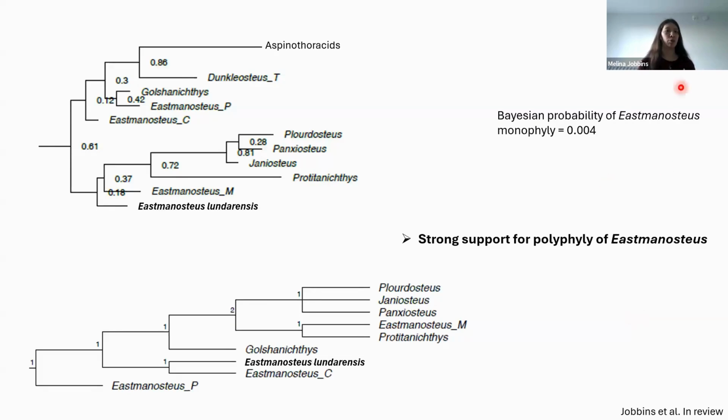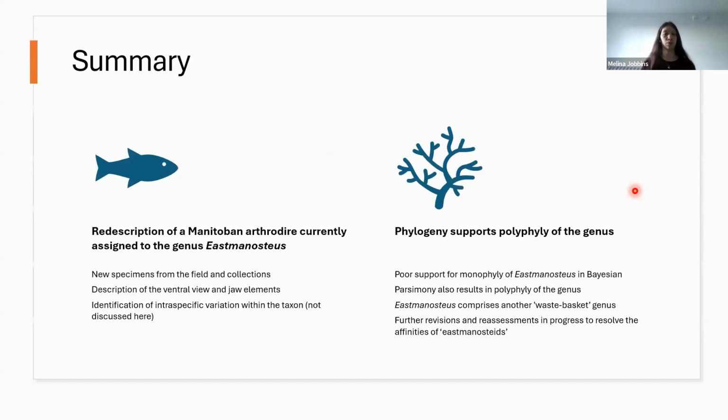And we also did some probability testing within the Bayesian, which you can do with my co-author, and well, the support again for monophyly is very poor, which basically just means the genus is made of multiple genera and needs to have much more extensive reassessment. So we just did that one now with Eastmanosteus lundarensis, the Manitoban one, and there will be a future one coming up with an Australian study from a colleague of mine, and more is to be done with all the different species in there.